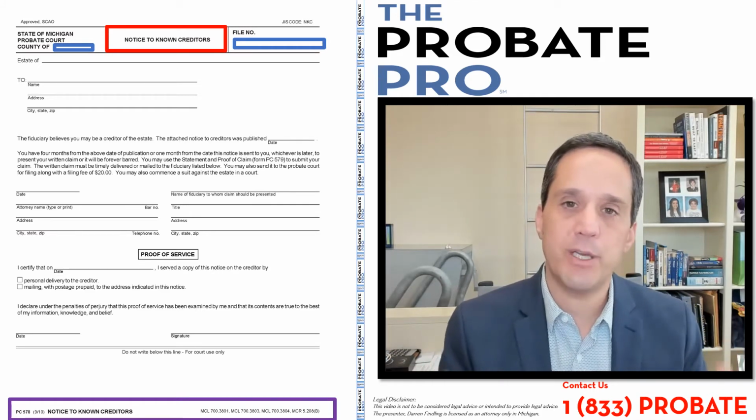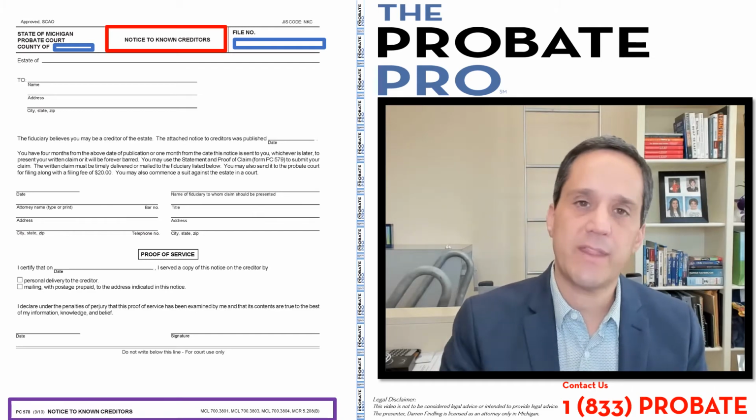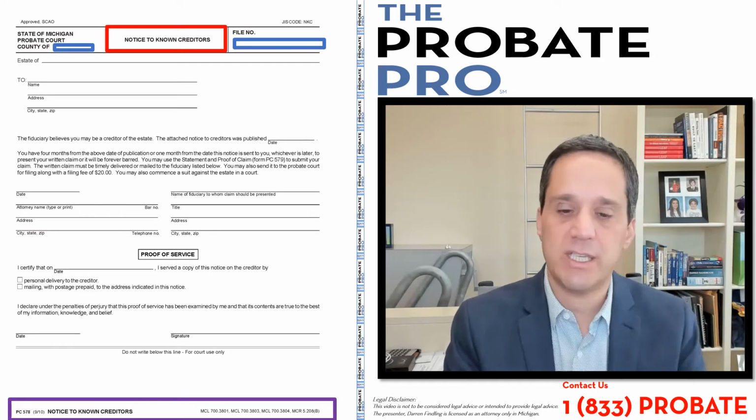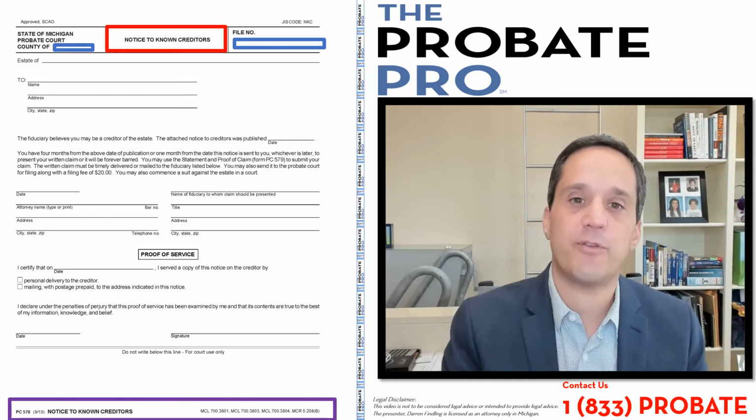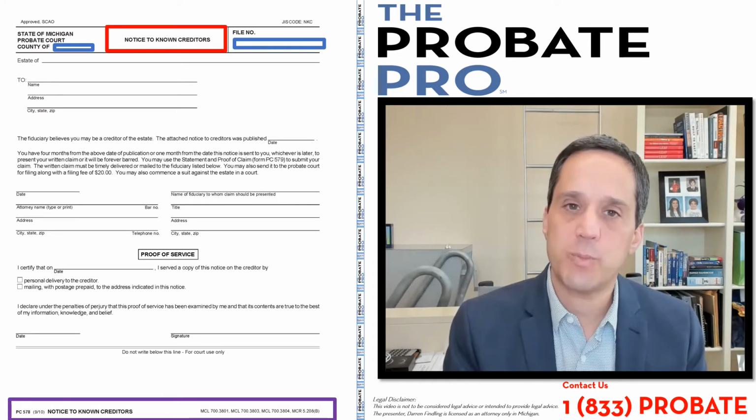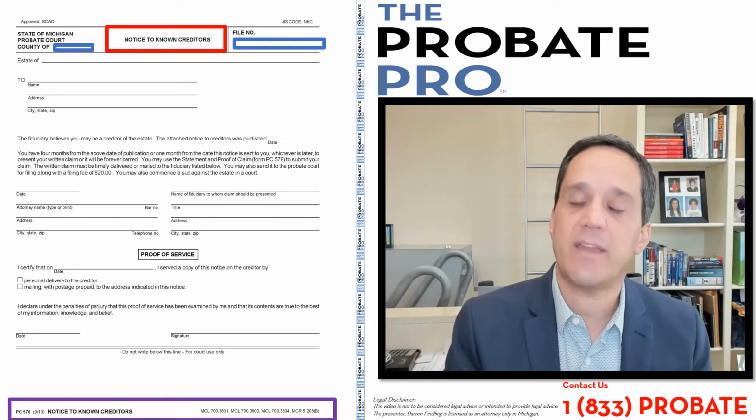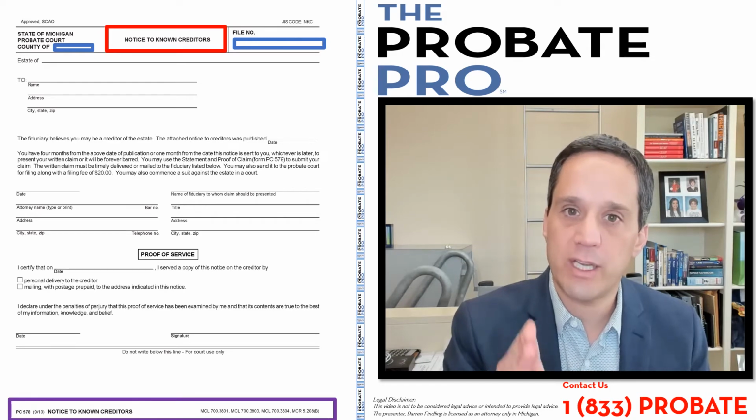So as you're getting bills, as they're coming in the mail, and you're receiving them as personal representative or trustee, you should be keeping those bills together, identifying the information off the address of those particular creditors, and identifying them on the notice to known creditors so you can give them notice.